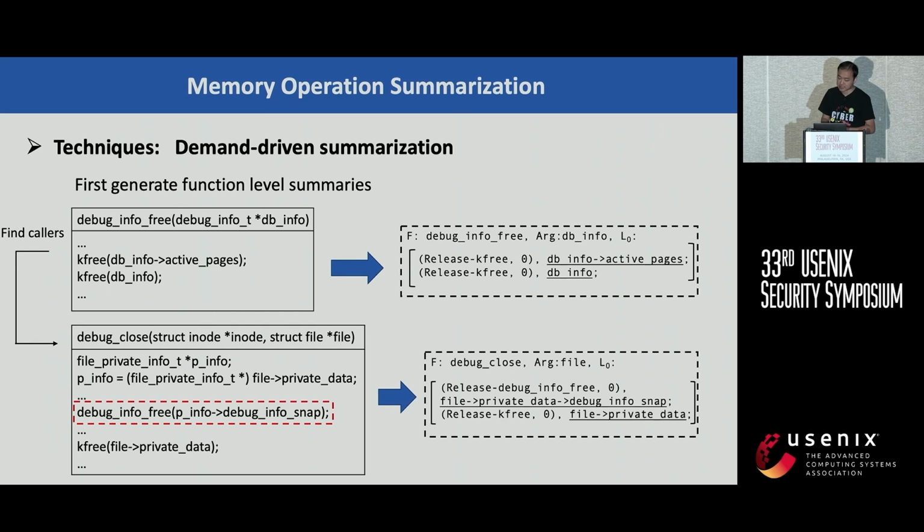And how do we do the summary? The first step is to generate function-level summaries. Here we summarize debug info free and debug close separately, and do not consider the call relationship between them.